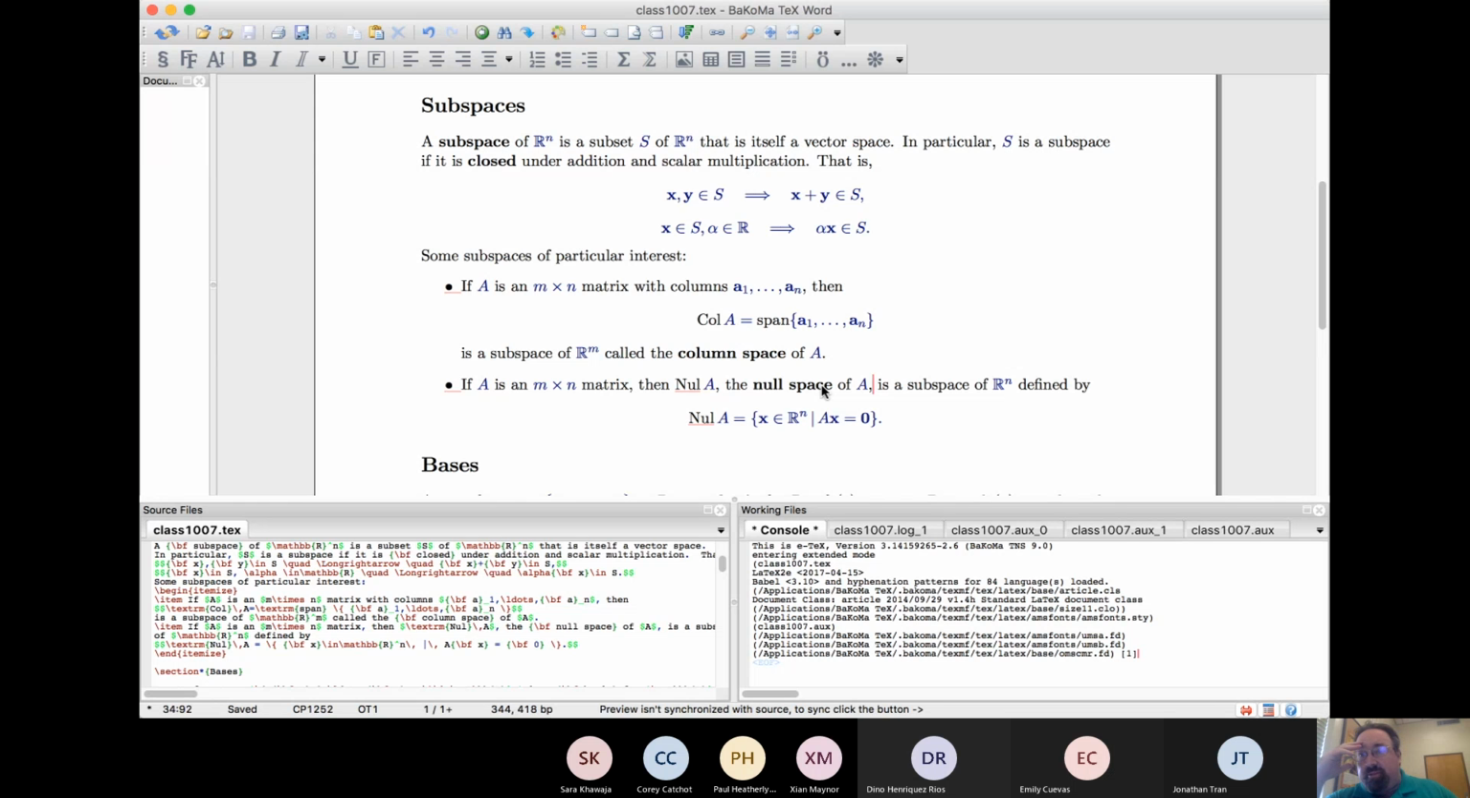So one of the homework problems involves, given a matrix, finding a vector in a column space, and finding a non-zero vector in the null space.